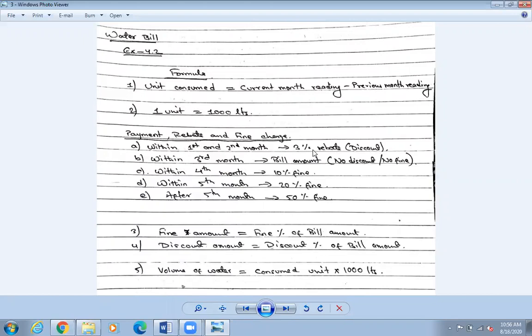So आज बिल आयो, आजै कुदिराख्नु पर्दैन. So दुई महिना भित्र तिमीहरुले तिर्यो भने 3% discount पाउँछ तिमीहरुले. You will get the discount of 3%.